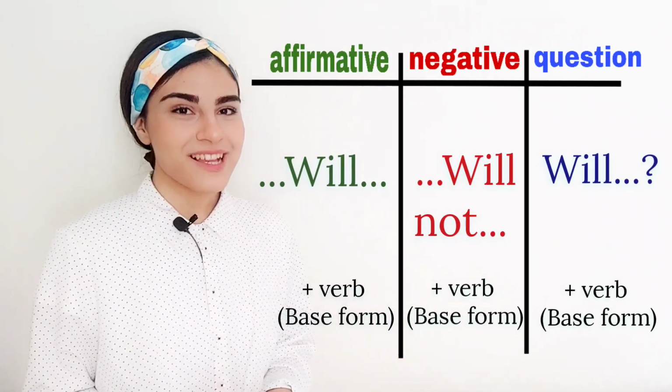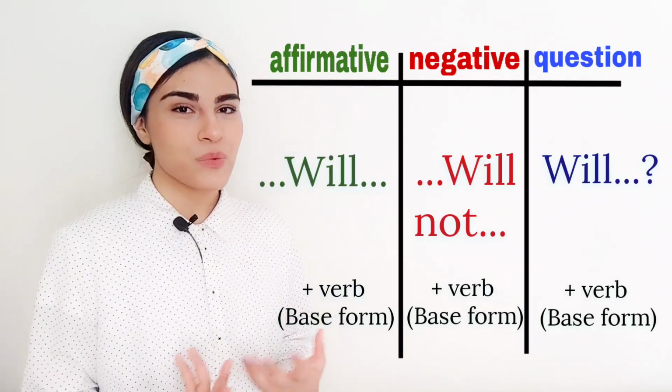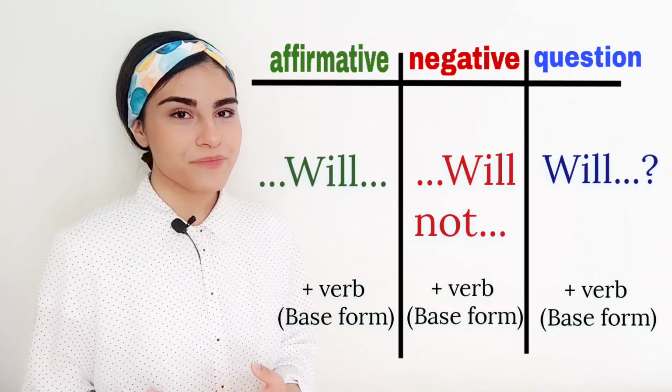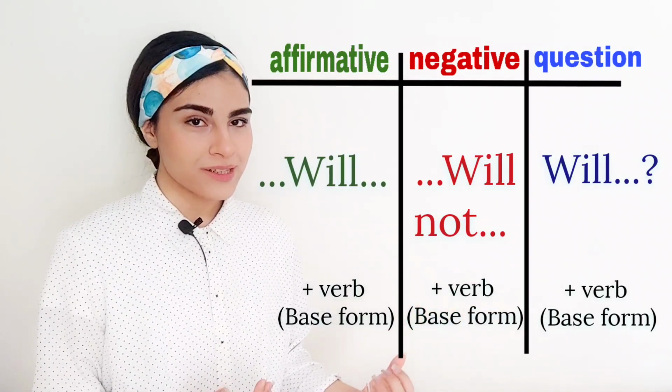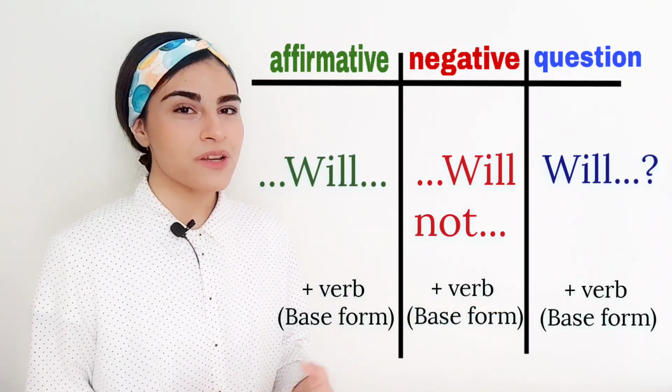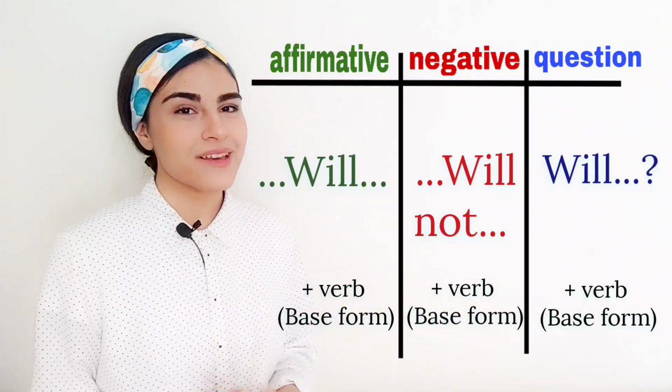For affirmative sentences, we have subject plus will plus base form of the verb. For negative sentences, we will only add not after will, and for the question form, we only bring that will at the beginning of the sentence. But let's get into each one of these.